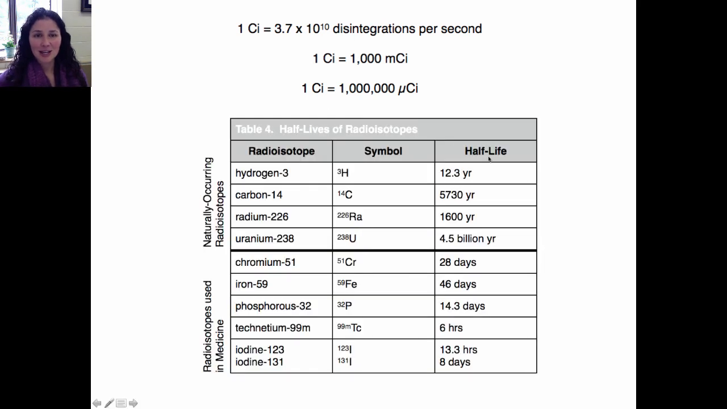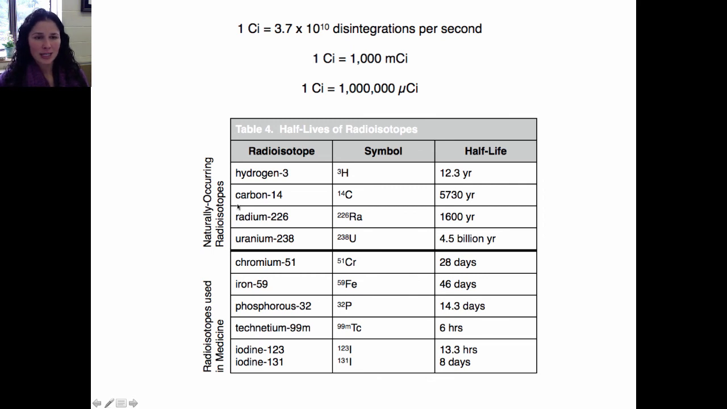On the next page of your activity, there's a table that lists half-lives of radioisotopes. A half-life is the time period that it takes for half of the activity of a radioactive material to disintegrate. So after one half-life, only half of the radiation is still present. This table lists many radioisotopes and their isotope symbol. In the isotope symbol, the number of protons is not listed because you can infer that from the periodic table. So you know that hydrogen is 1, carbon is 6, and so on.